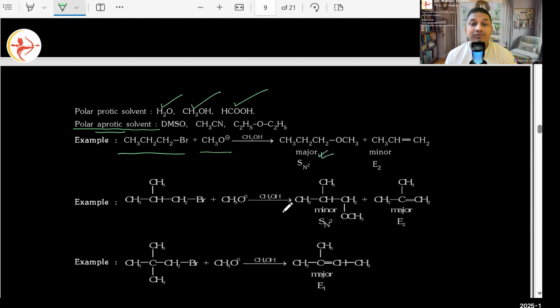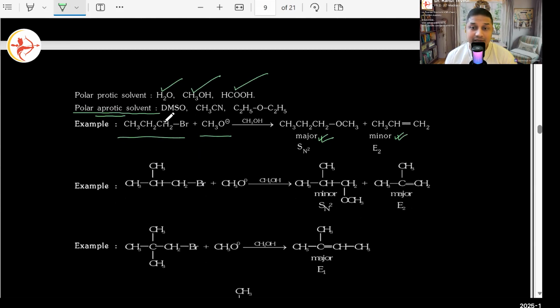Apart from that, SN1 chances are still lesser, but the E2 elimination product can form, but that will be the minor product. Why? Because your base is not that bulky. Neither is your alkyl halide that bulky. Make it bulky. Let's take a 2-degree alkyl halide, or basically a secondary alkyl halide. Now use the same base, which is a stronger base, and at the same time the solvent is polar aprotic. This time your SN2 becomes a minor product. Can you see that?